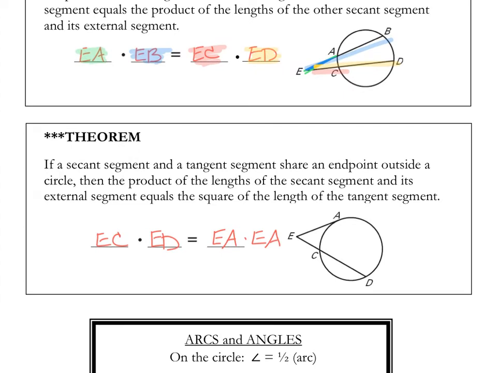So out times whole, the outer piece is the whole piece in this case. So that is why EA times EA. So in that case, if it's a tangent, your out equals the whole. Now EC is the outer piece, and ED is the whole piece.